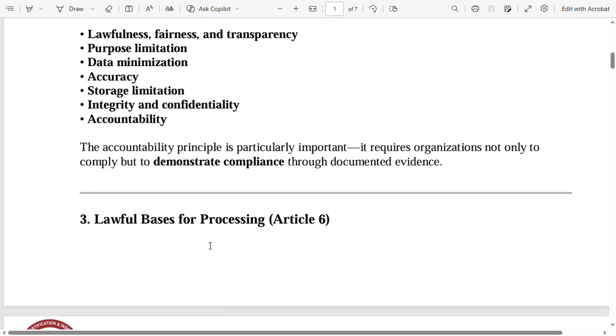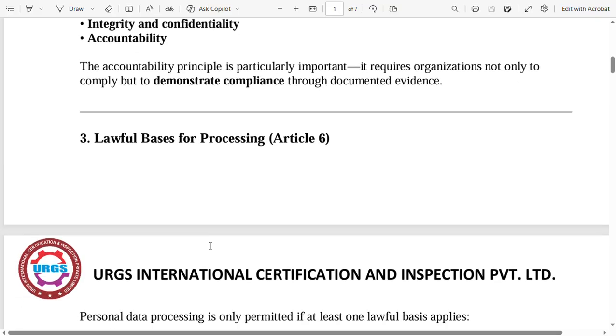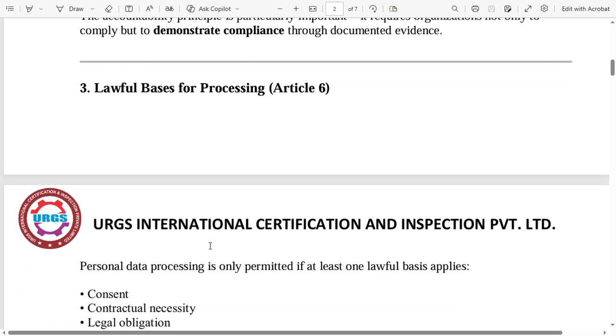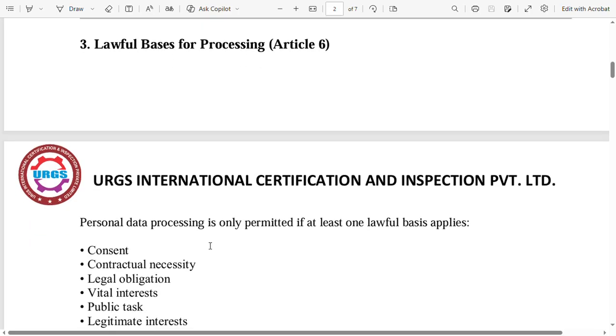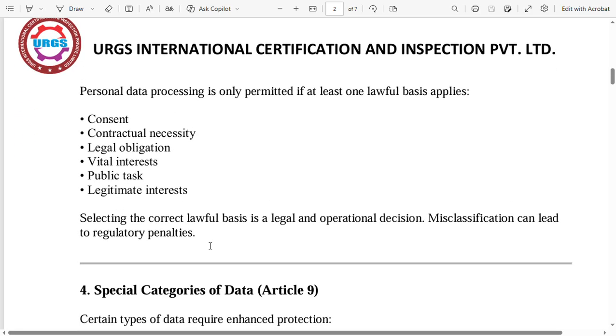Third, lawful basis for processing. Article 6. Personal data processing is only permitted if at least one lawful basis applies. Consent, contractual necessity, legal obligation, vital interests, public task, legitimate interests. Selecting the correct lawful basis is a legal and operational decision. Misclassification can lead to regulatory penalties.